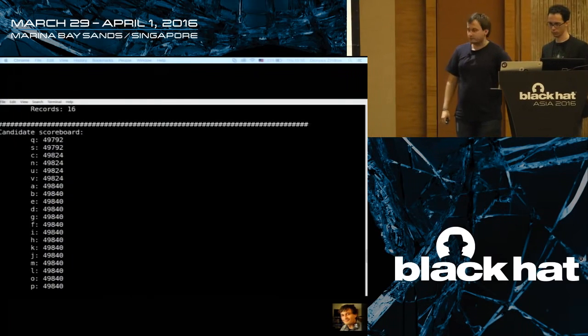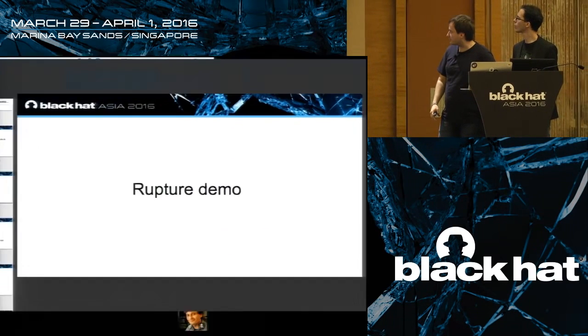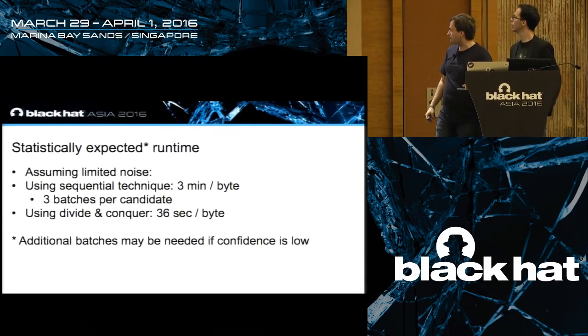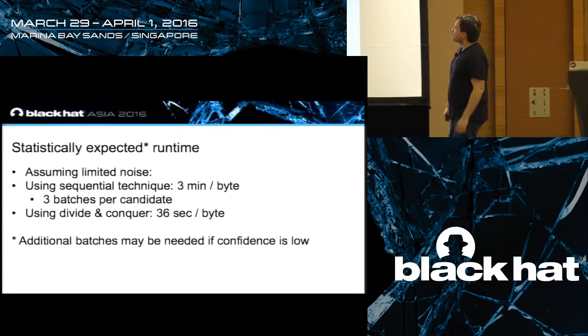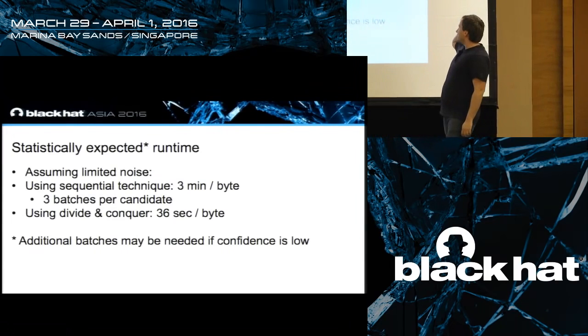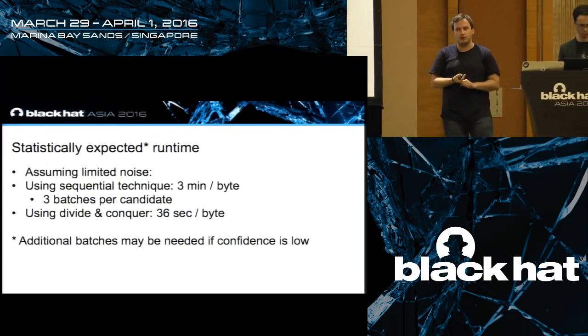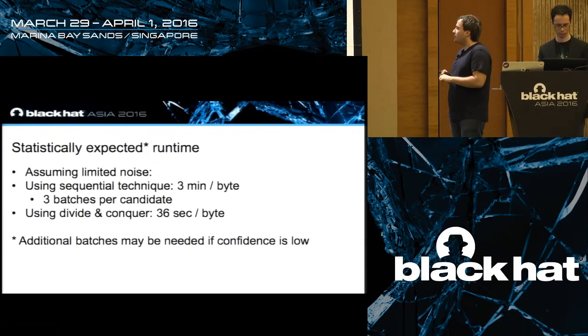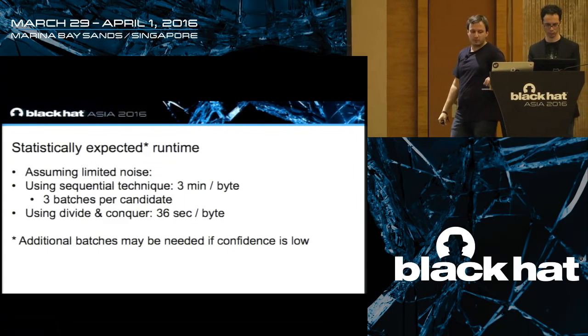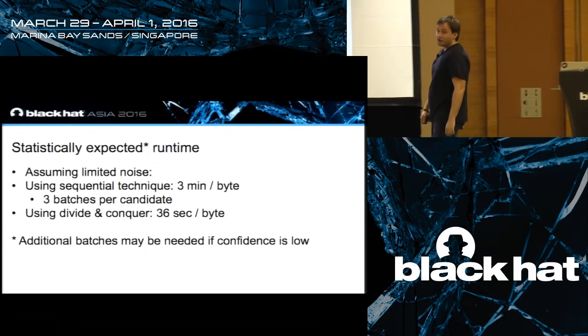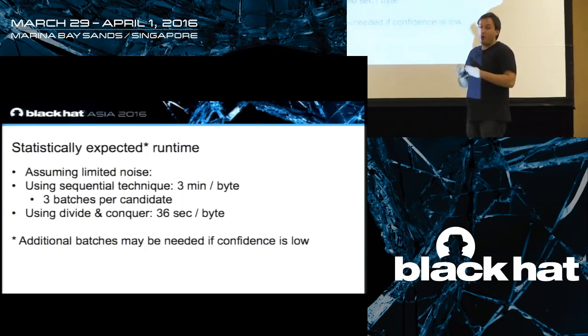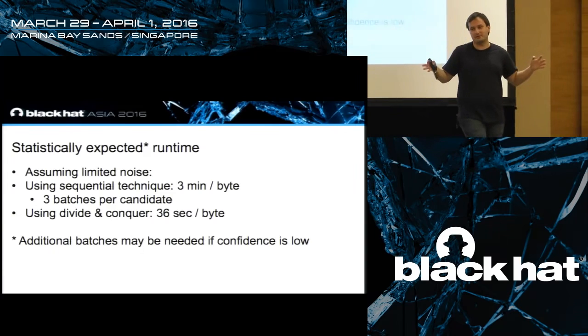Okay, and we have a few more slides, I think. Right, so this is the expected runtime. We have maybe 3 minutes per byte because of all the noise that we showed you. But if you use divide and conquer, you can drop it maybe to 30 seconds. This is not as good as the original breach, which broke a whole secret in 30 seconds.